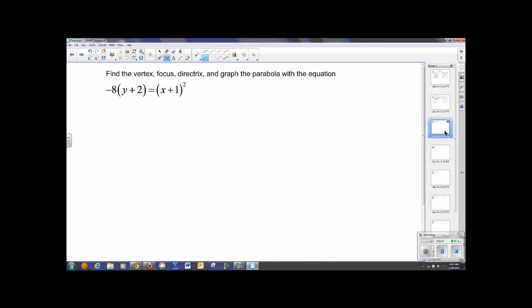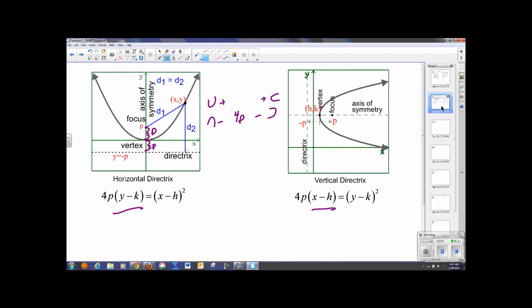So let's take a look at our first example. We're going to find the vertex, focus, and directrix, and then we're going to take and graph this. Now, in order to graph, we're going to need to know one other fact about our parabola. Let's go back. If I take a look at any parabola, it can be the up and down one or the left and right one.